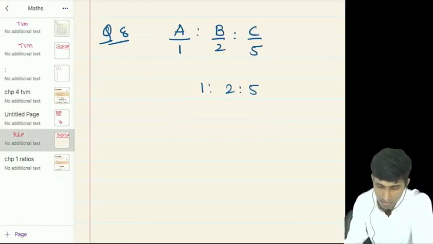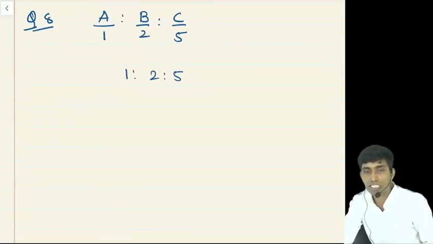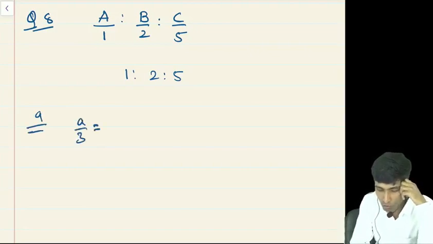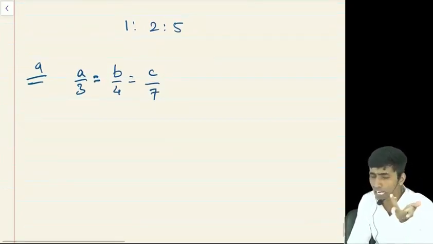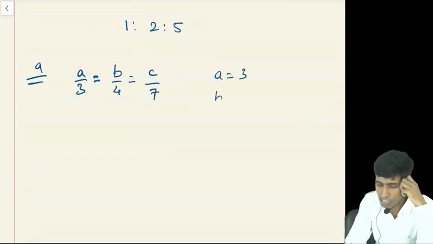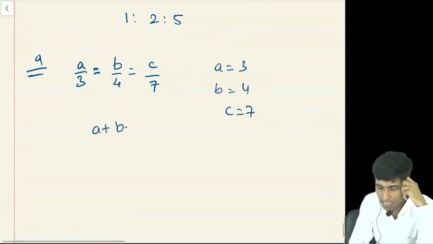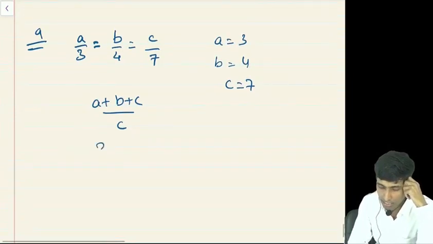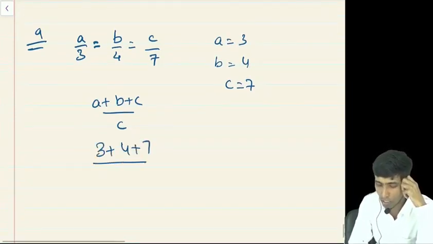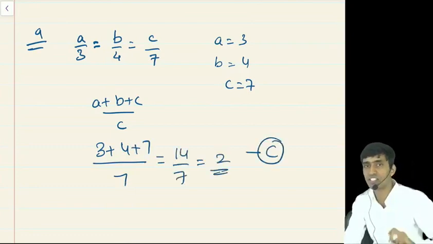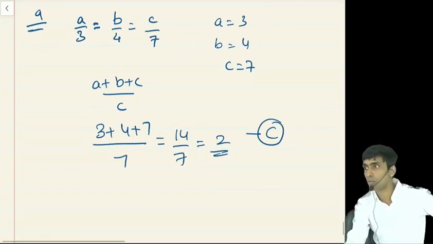Chalo, next. I'm solving it here. Listen. What is given? Ninth question: A by 3 is equal to B by 4 is equal to C by 7. Now what do I know? What is the value of A, B, and C? What are they asking? A plus B plus C upon C. 3 plus 4 plus 7 upon 7. 14 by 7. The answer is 2. Easy, na?